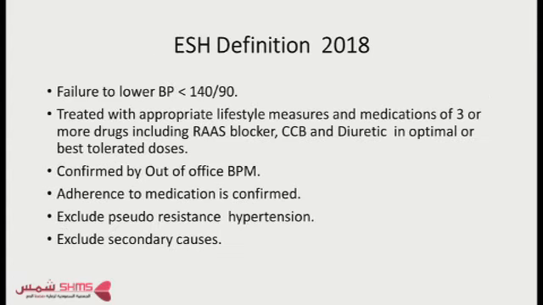Now, the European definition kept more or less the same target, less than 140/90. Again, they stressed the importance of appropriate lifestyle measures and medications of 3 or more, including these medications. It should be confirmed by out-of-office measurements. Adherence to medication is confirmed, pseudo-resistance is excluded, and secondary causes are excluded.